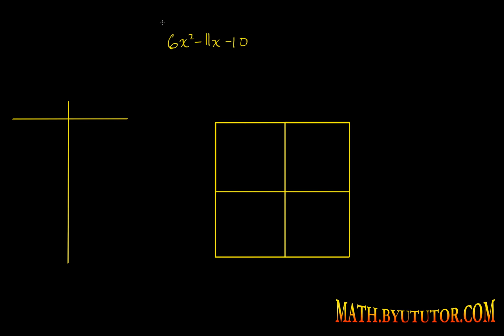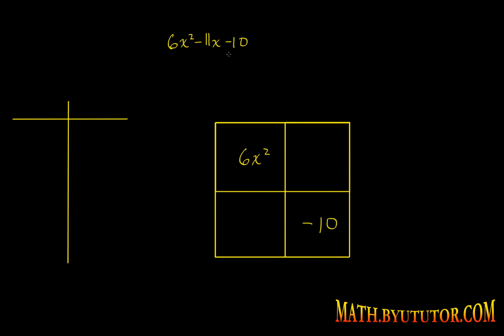Alright, here we're going to talk about how to factor quadratics with a leading coefficient that's not equal to 1. This example here, we're going to do 6x squared minus 11x minus 10. This method is called the box method, where you create a 2 by 2 box like this, and in the top left of the box you put the squared term, so we have a 6x squared, and in the bottom right you put the constant term, so we have a negative 10.